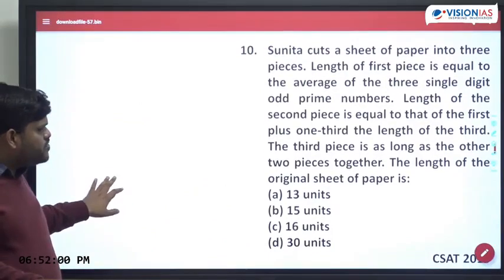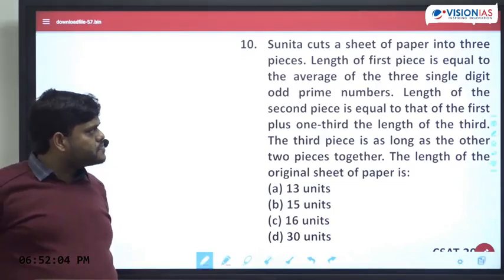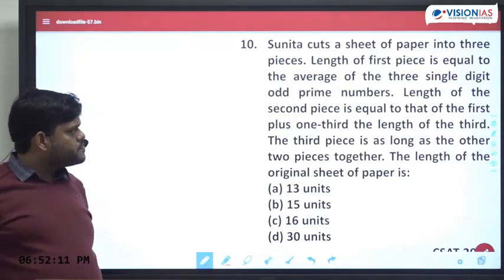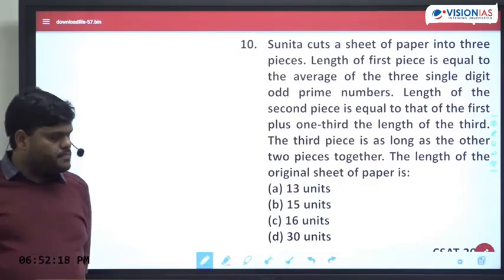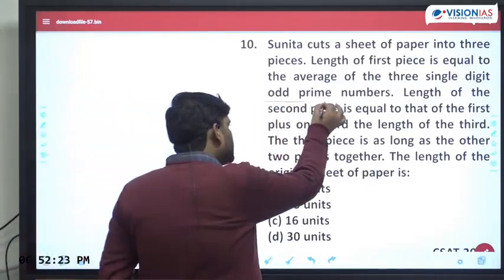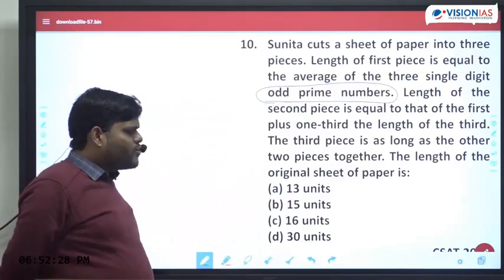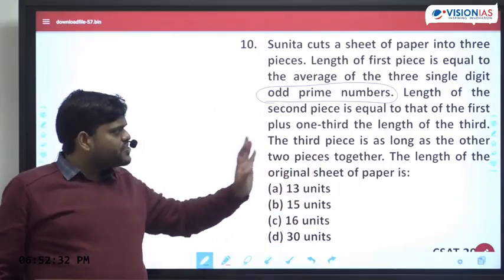This is again 2019. This is not exactly average, but we can try this question. This requires a little bit of odd prime numbers. So you should know what is an odd number and what is a prime number. I hope we know these things. Just try this question.